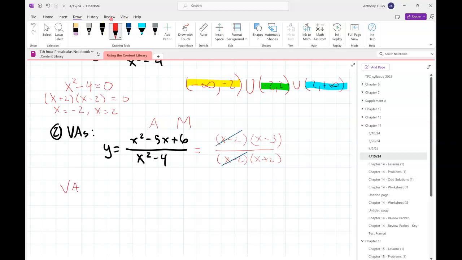So my vertical asymptote then, I'm going to set just the x plus 2 equal to 0 and solve. Done. Everybody's okay? What's the other type of discontinuity I can get other than a vertical asymptote? And that's not a discontinuity. A removable discontinuity. Where do the removable discontinuities come from?